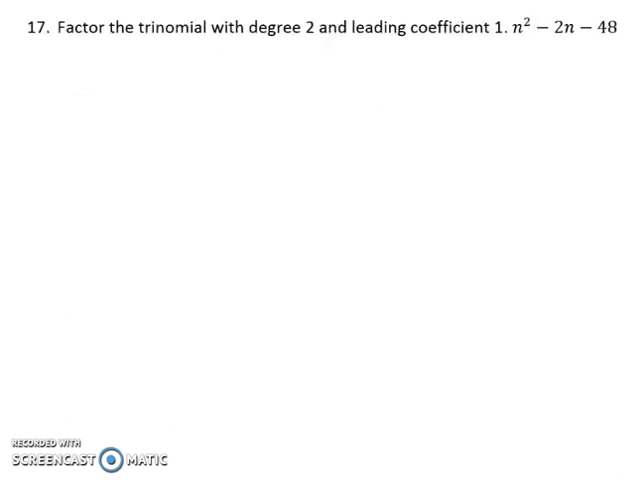Let's factor the trinomial with degree 2 and leading coefficient 1. What we're asking ourselves here is what two numbers will multiply to give us a 48, and the difference between them is a 2. 6 times 8 is a 48. The difference between them is a 2. We get that 48 by these last two multiplied here. First, the n squared, we get that from n times n.